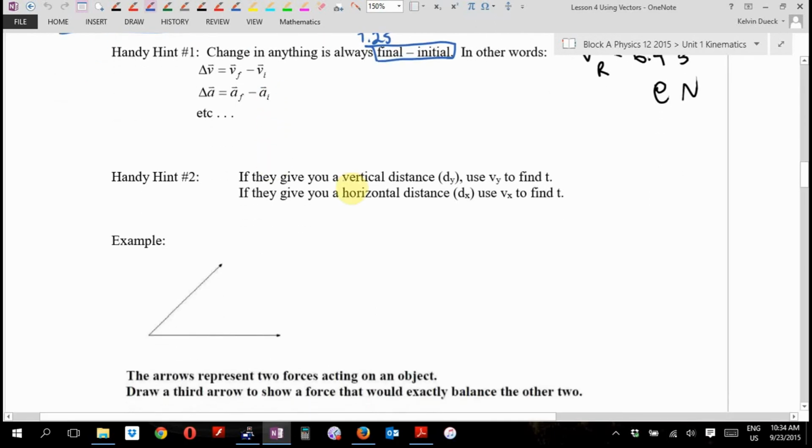Handy hint number 2. If they give you a vertical distance, you better use a vertical velocity. If they give you a horizontal distance, you better use a horizontal velocity.